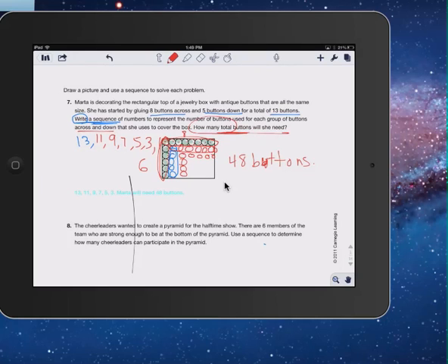The cheerleaders wanted to create a pyramid for the halftime show. There are 6 members of... Okay. Let's look at your textbook. Listen.